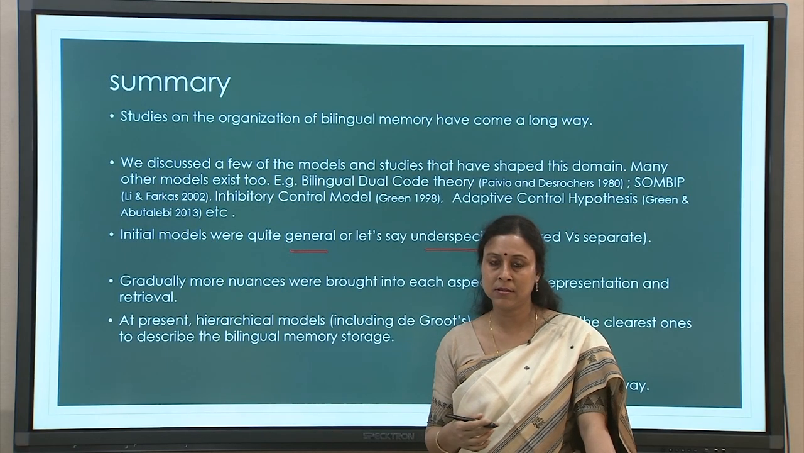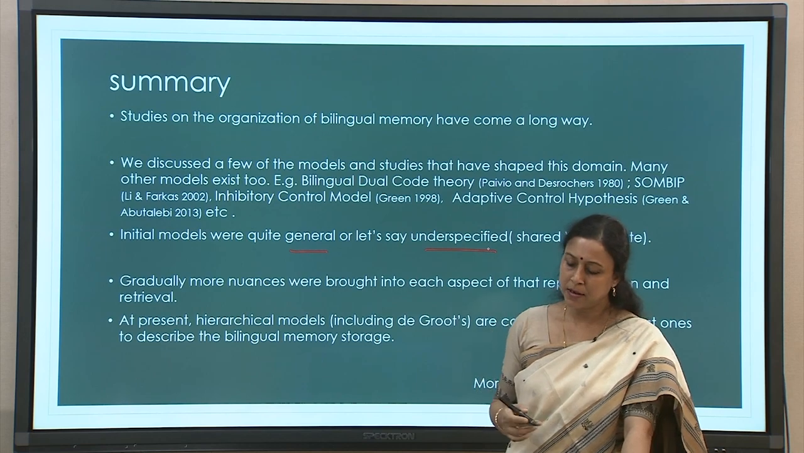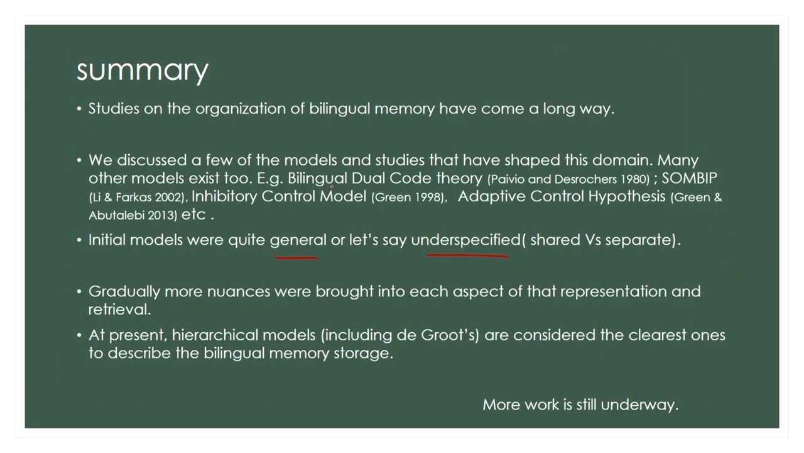However, there are many other models. Most important among them, better known ones, are bilingual dual code theory, and then SOMBIP, inhibitory control hypothesis, adaptive control hypothesis, and so on. We will try and bring them back when we discuss bilingual language processing later on, so we are not discussing them here.